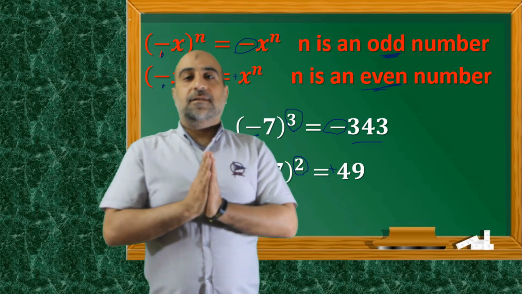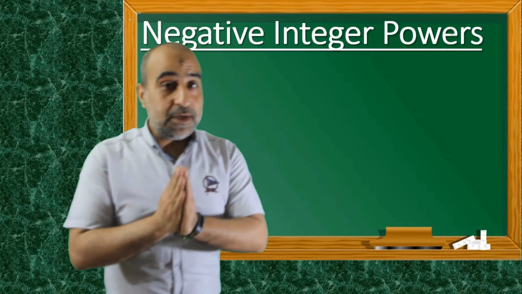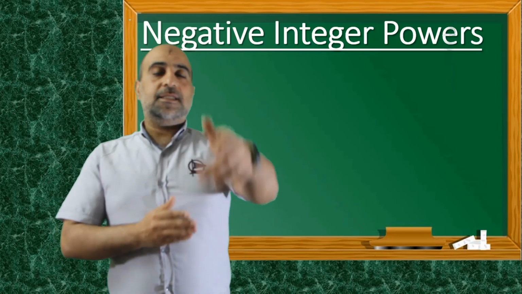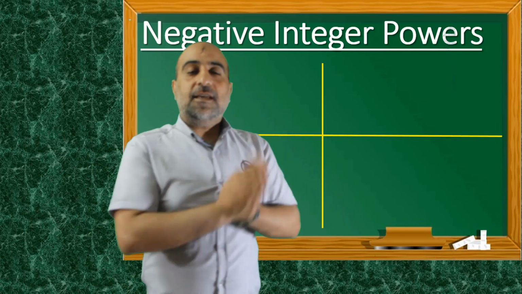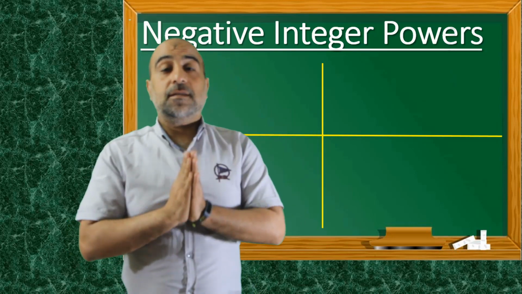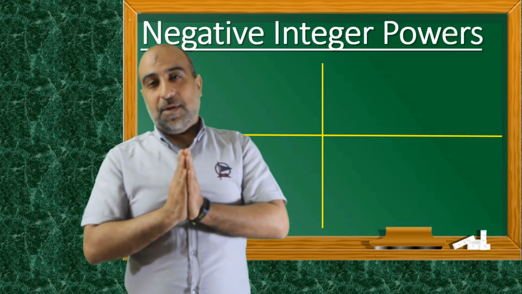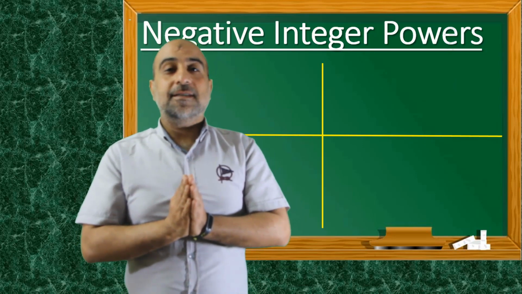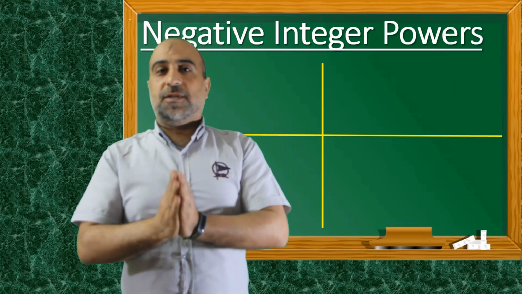Now, what if the power is a negative number? How can we deal with it? I brought you 4 forms. If the base is negative, sometimes the result will be negative and sometimes positive. But if the power is negative, we have to get rid of the negative sign in the power. How can we do that? With a secret word. The secret word is the reciprocal, which is the multiplicative inverse of the rational numbers.